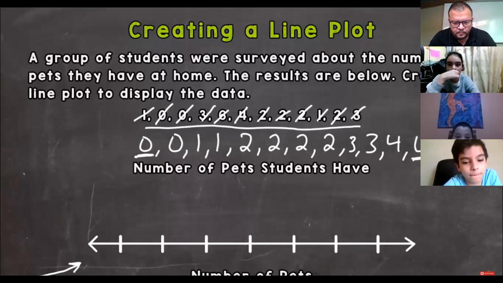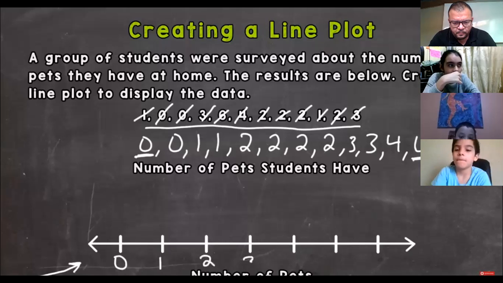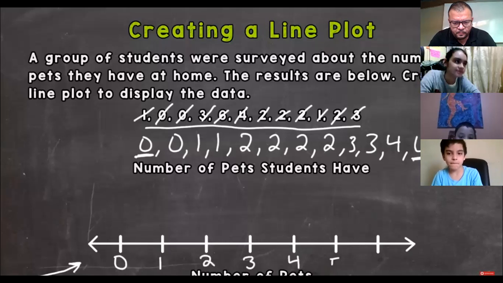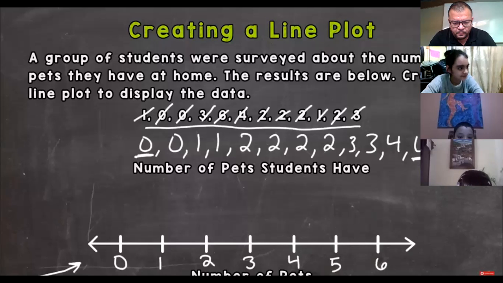So let's start with 0. 1, 2, 3, 4, 5, and 6. So that number line will include all of our data results. Now, you don't need a number line that counts up to 20. That would be unnecessary for the data we have. And you also don't want a number line that only goes up to 4 because you would not include some of the data that you need to have on your line plot. So it's very important to think about your number line and what you need to include when you're setting up your line plot.